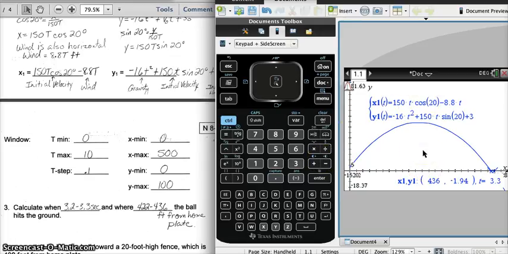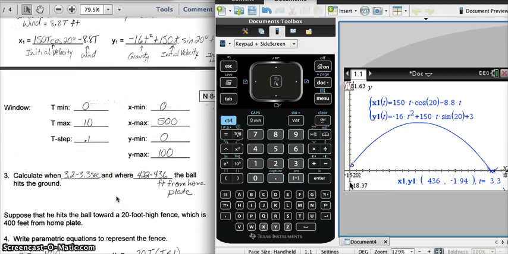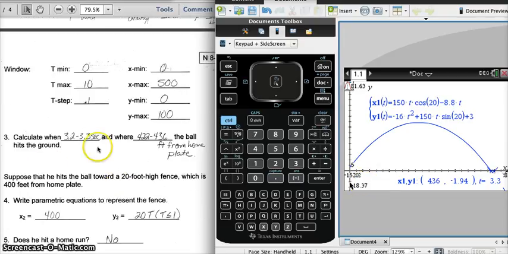Or you can do zoom fit, I suppose. When you do zoom fit, it doesn't quite look like this. You can adjust your window though as you go. So really the only way to answer these 2 questions is to do the trace. You need to do the graph trace in order to answer these questions.